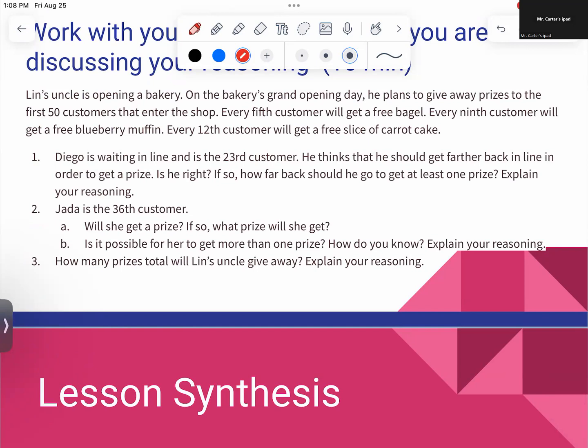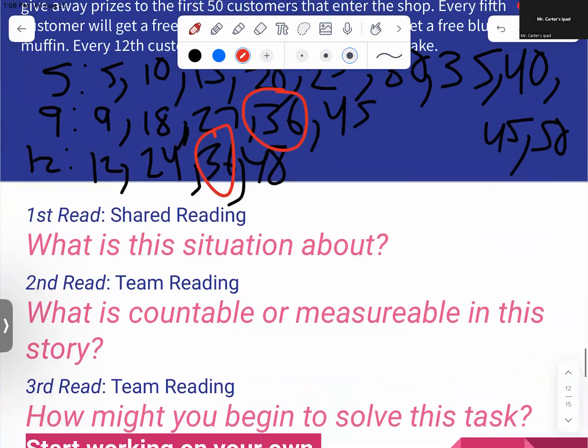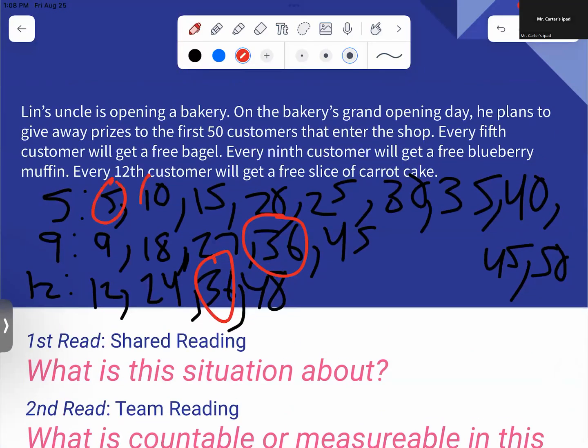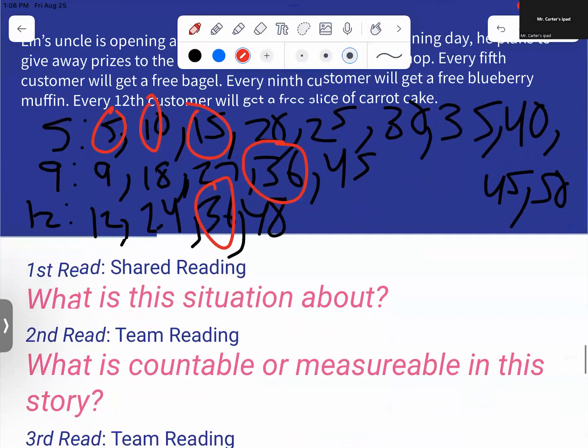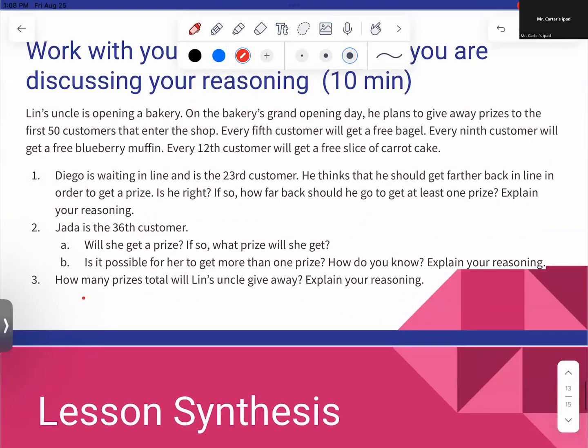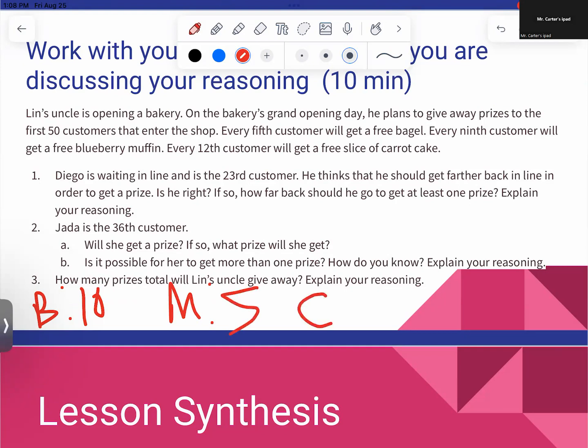Okay. How many prizes total will Lynn's uncle give away? Well, let's look at all the lists. Okay. So this is 1, 2, 3. Keep counting all the way through. He's giving away 10 bagels before you get to 50. All right. The muffins he's giving away 5 of, and the cake he's giving away 4.